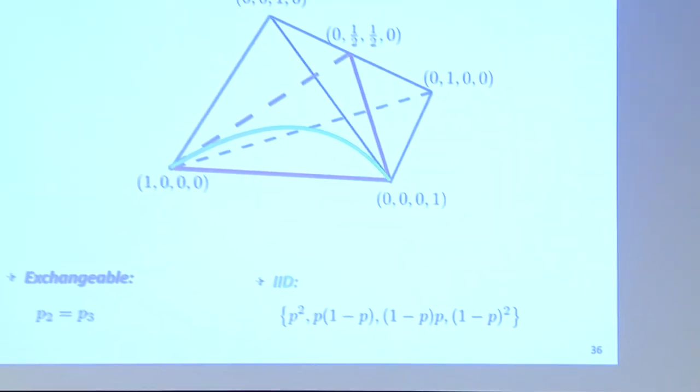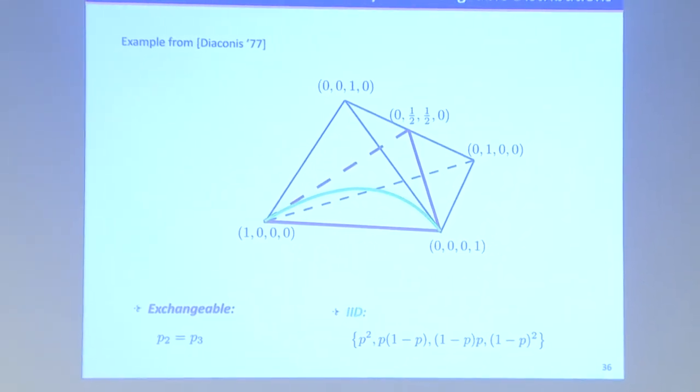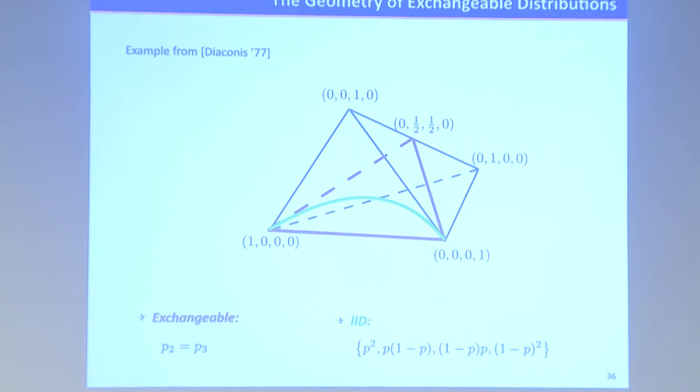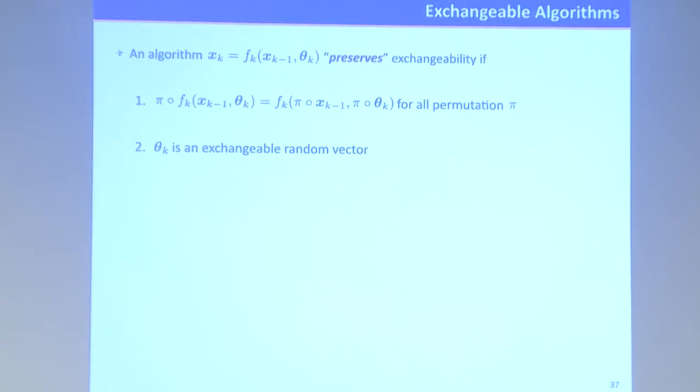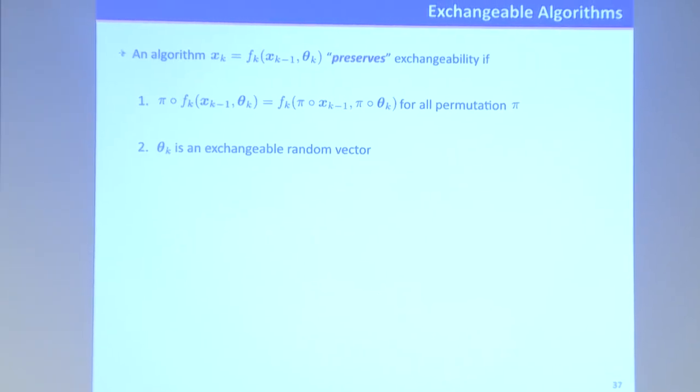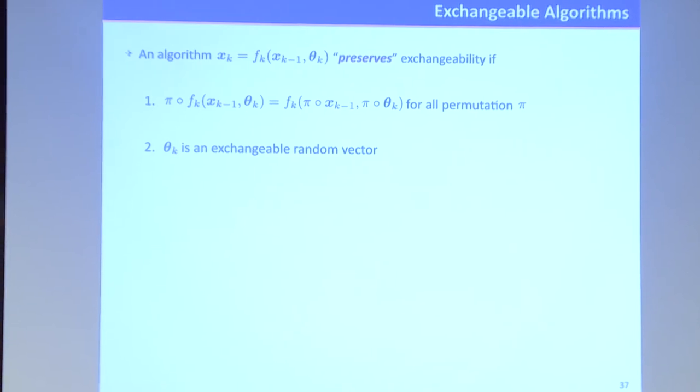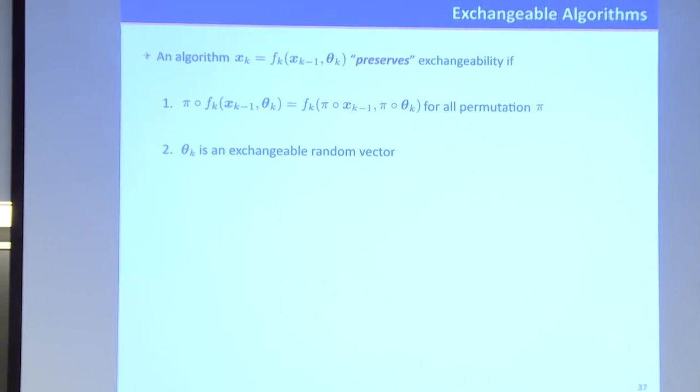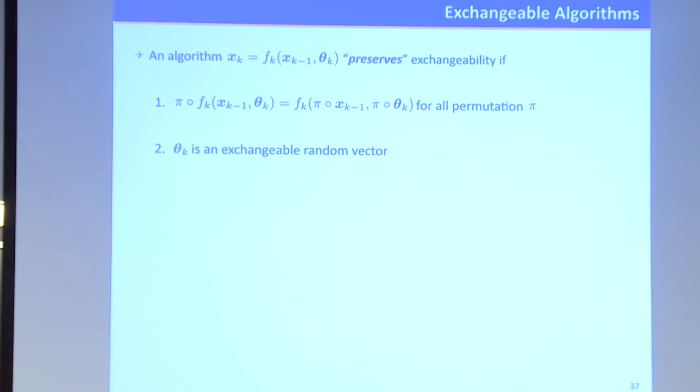Now, what about IID distributions? IID distributions can be characterized by a single scalar p. They form a one-dimensional curve. So we can see that even in this very low-dimensional case, the dimensions of exchangeable distributions and IID distributions are different. Exchangeable distributions form a much richer family than the IID family.